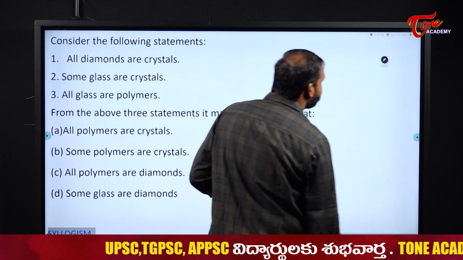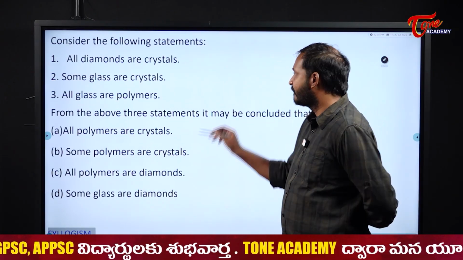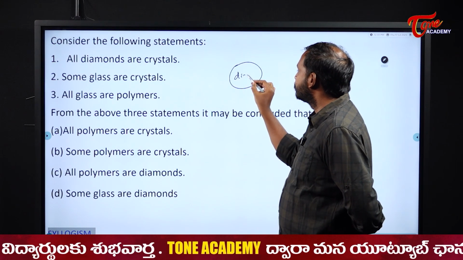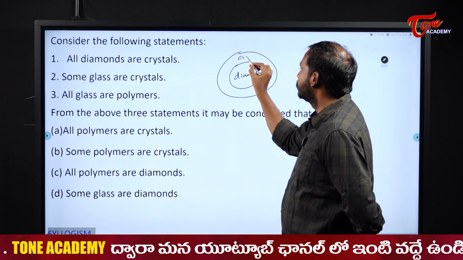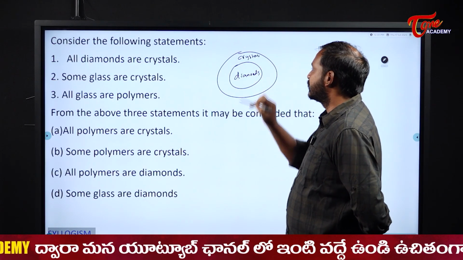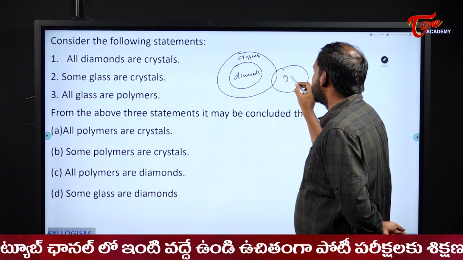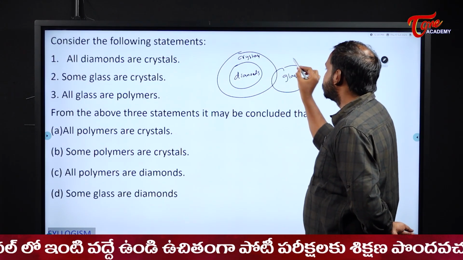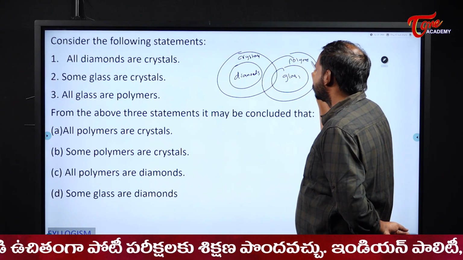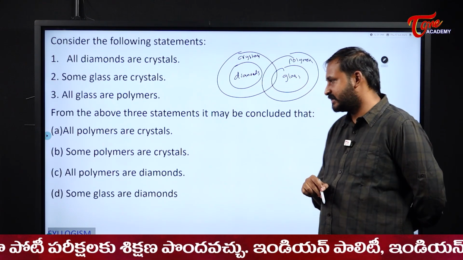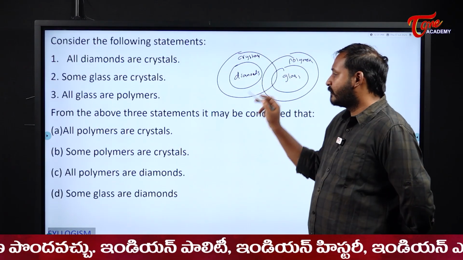Next one. Solve it, students. All diamonds are crystals. Okay. Some glass are crystals. All glass are polymers. So this is my basic diagram. Yes, sir, this is your basic diagram. Now the conclusions. All polymers are crystals?